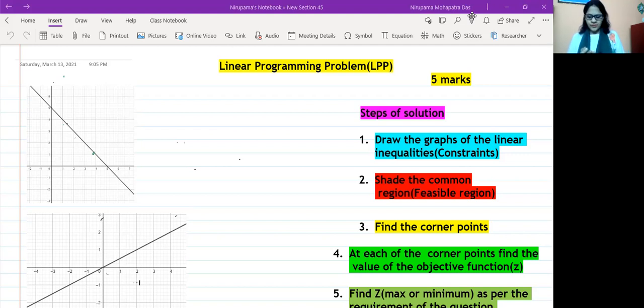Second thing, lots of things are deleted from this topic also, like questions involving word problems, means questions of the type in exercise 12.2 of the NCERT textbook. That is not in the syllabus this time. Also, questions involving unbounded region are deleted from the syllabus this year.